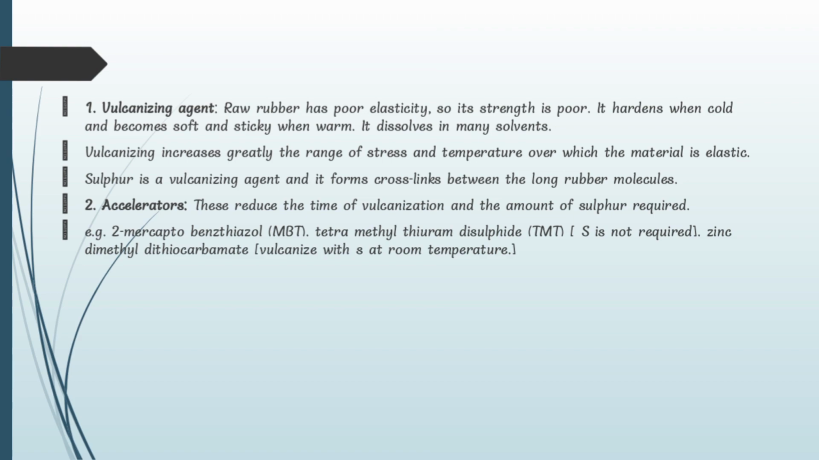Accelerators: these reduce the time of vulcanization and the amount of sulfur required. Example: 2-mercaptobenzthiazole (MBT), tetramethyl thiourea disulfide. S is not required. S is nothing but your sulfur. Zinc dimethyl dithiocarbamate, vulcanizing with the S at room temperature. So these accelerators are used to accelerate the reaction of vulcanizing.